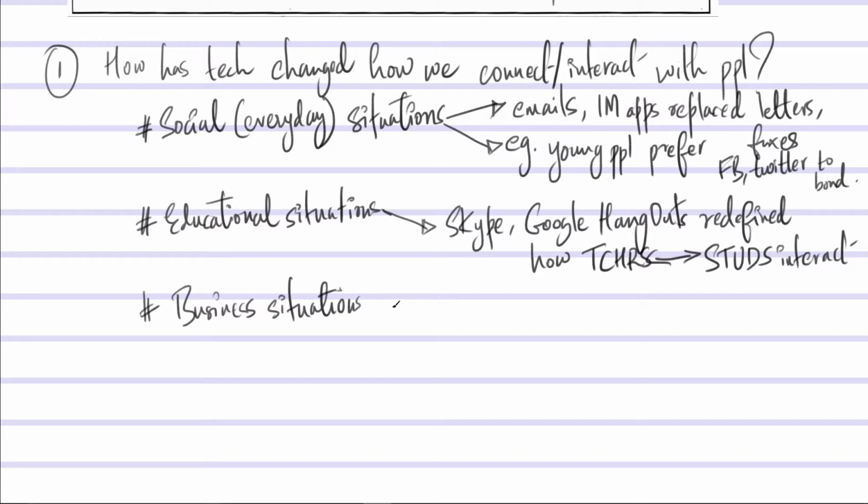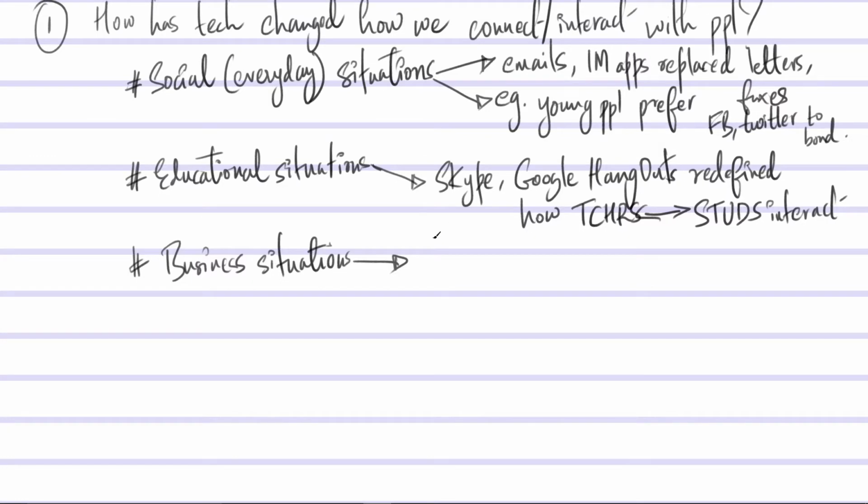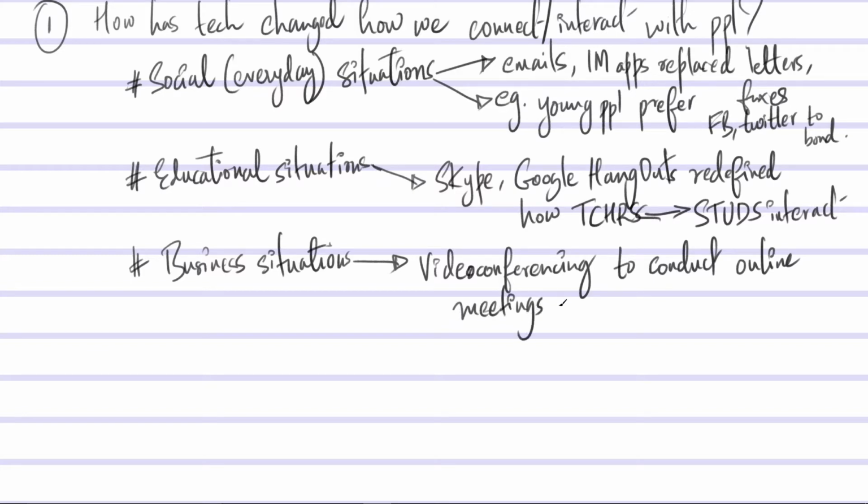And what about business? Now, business, there are several points, but we need to stick to the most important or significant developments in the way we forge relationships and things like that. So in business, I think the most important is video conferencing. So how video conferencing helps us to conduct online meetings or training programs.